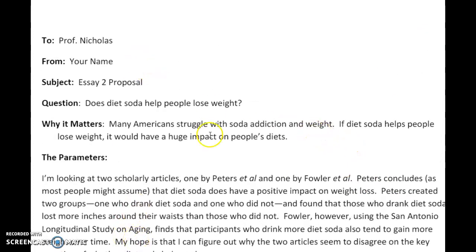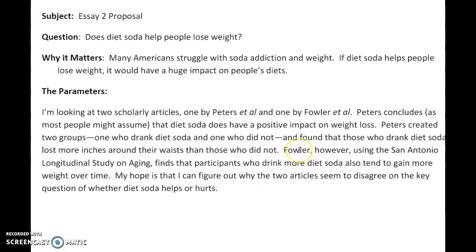So we've got a few sections here, to and from. That's pretty simple. Subject, essay 2 proposal. We format this like a memo. And what's the central research question your articles are trying to answer? Both those articles are trying to answer the question, does diet soda or artificial sweeteners help with weight loss? Why does it matter? This is an important thing to be thinking about. Why would anyone bother to look into this? We need to answer the who cares question. Obviously, given the obesity crisis, it makes perfect sense to look into this.